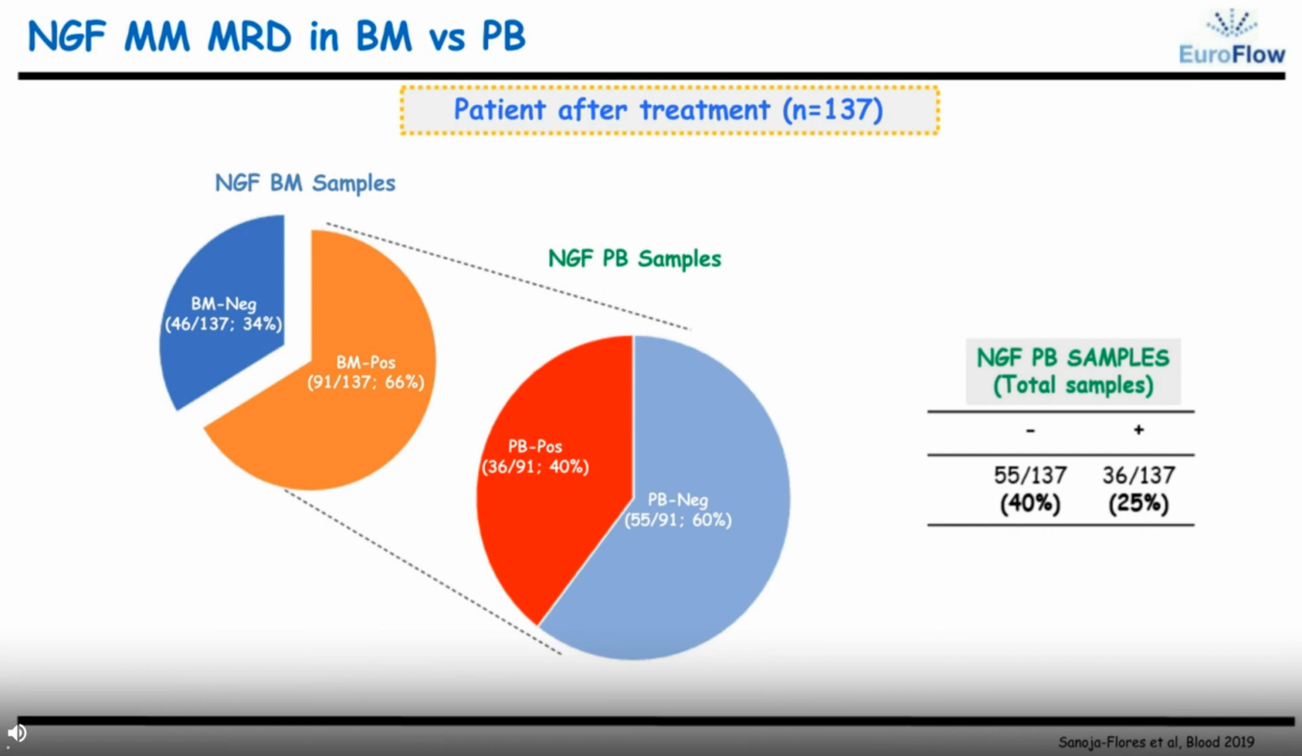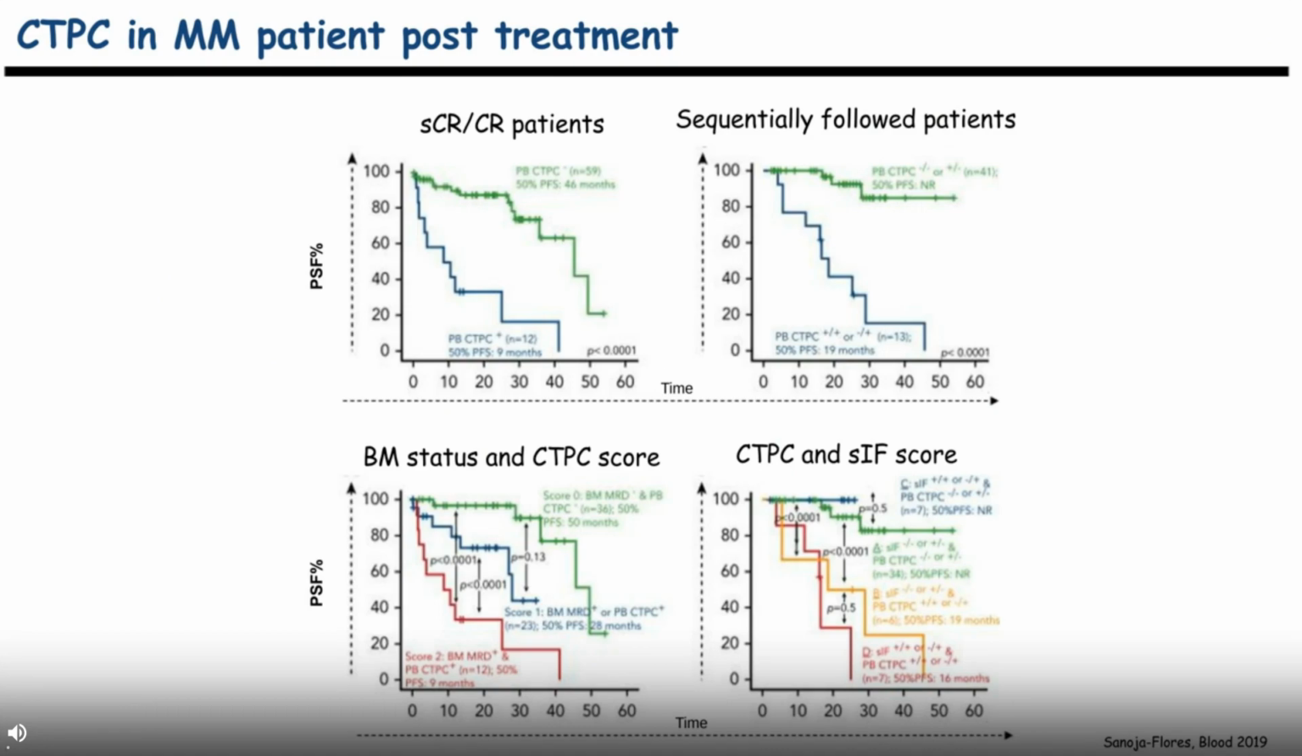We can use this methodology to explore the possibility of detecting those cells also after treatment and assess their clinical impact. There is a percentage of bone marrow MRD positive patients without evidence of circulating tumor plasma cells. But seeing it from a different perspective, circulating tumor plasma cells, whenever present, always mean a positive bone marrow. This is useful in the clinical setting.